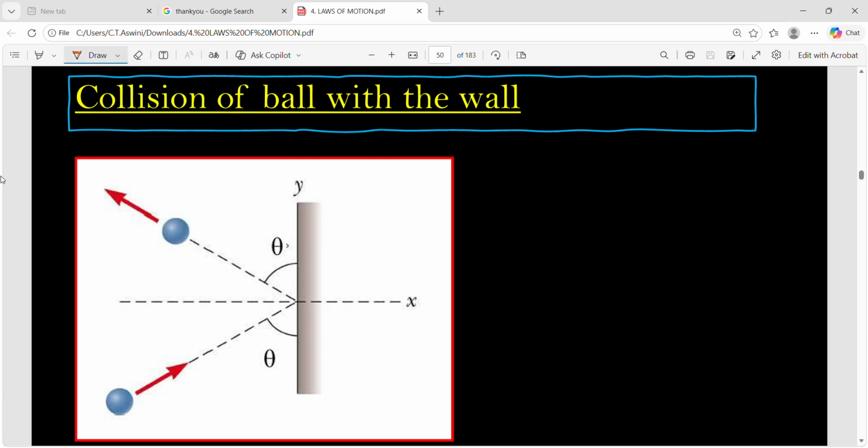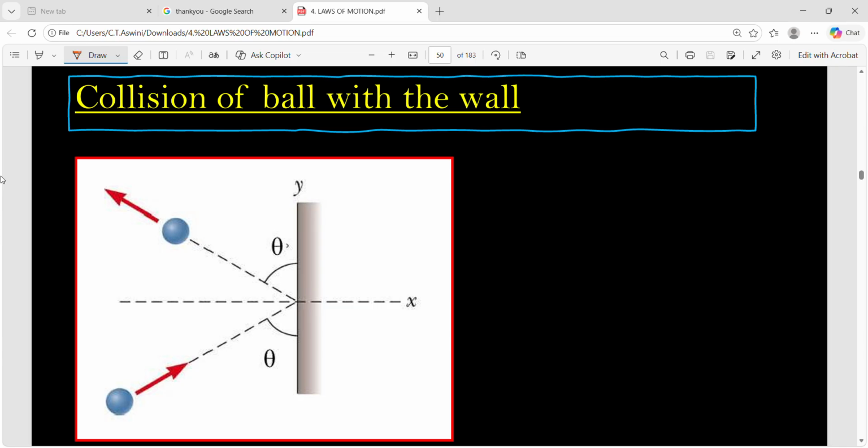In the last class, we discussed Newton's second law, change in momentum, impulse, and the related formulas and the related PYQs of your NEET exam, right? In today's class, we'll see the application of impulse, that is collision of a ball with a wall.